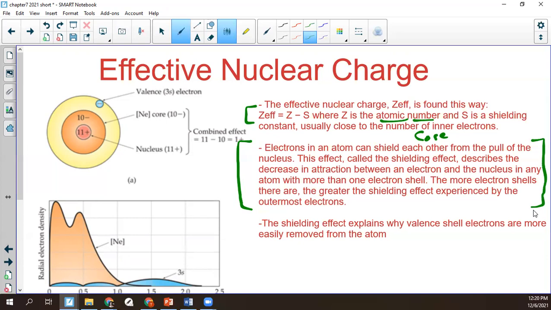It describes the decrease in attraction between an electron and the nucleus in any atom with more than one electron shell. The more electron shells there are, the greater the shielding effect experienced by the outermost electrons. The shielding effect explains why valence shell electrons are more easily removed from an atom.